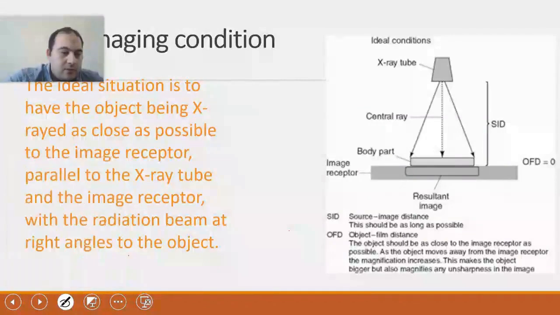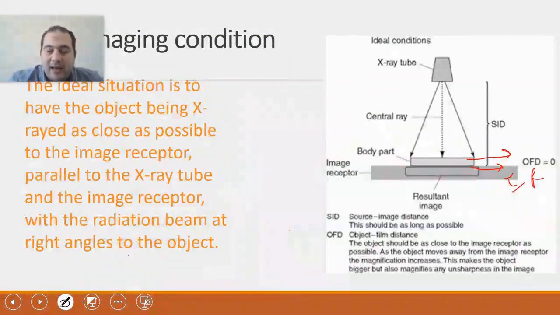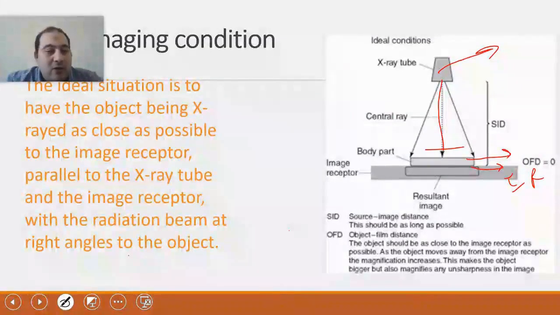This is my image receptor, and this is the body part, or the thing I am imaging, and this is the X-ray tube. So, the part I am imaging should be aligned with my image receptor, and at the same time, aligned with the X-ray tube in this way. Additionally, the central ray, or the incident X-ray from the X-ray tube, should be perpendicular to the part I am imaging. This is considered the ideal imaging condition for the imaging process, as well as the distance between the image receptor and the X-ray tube.